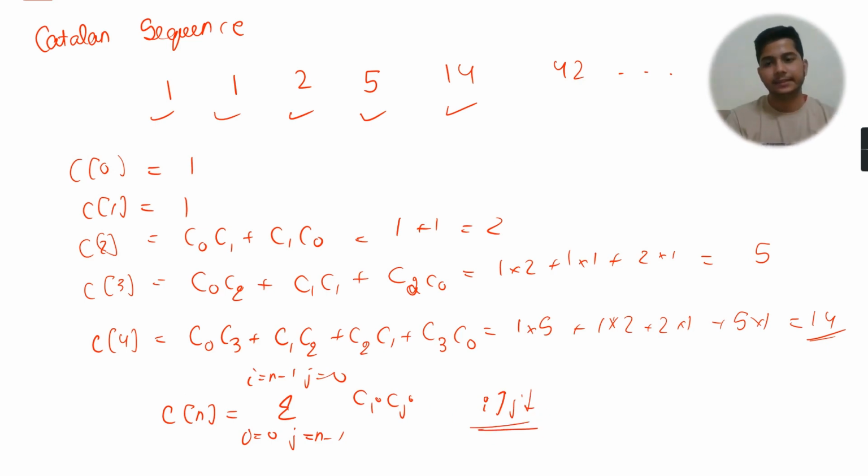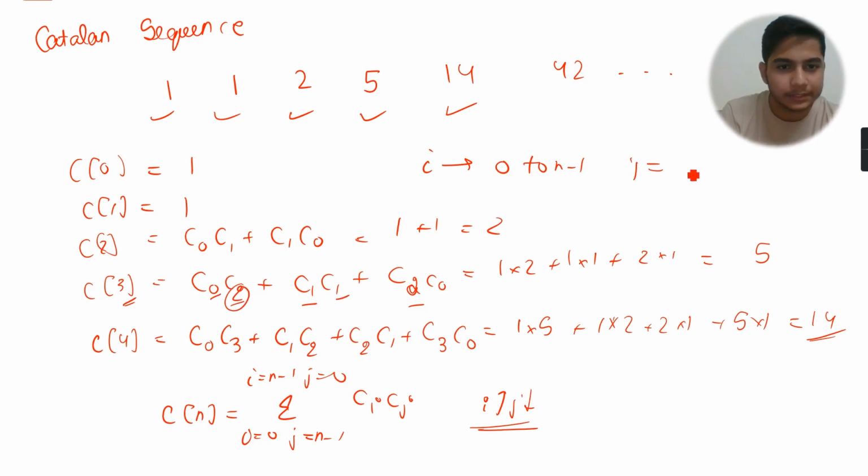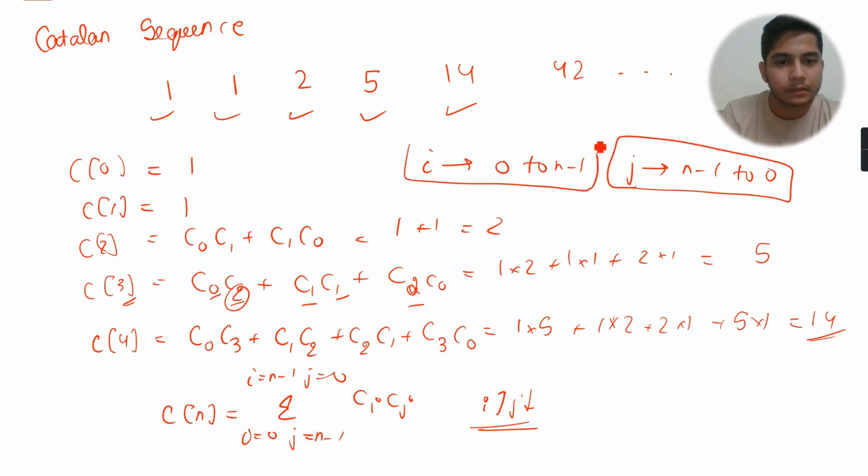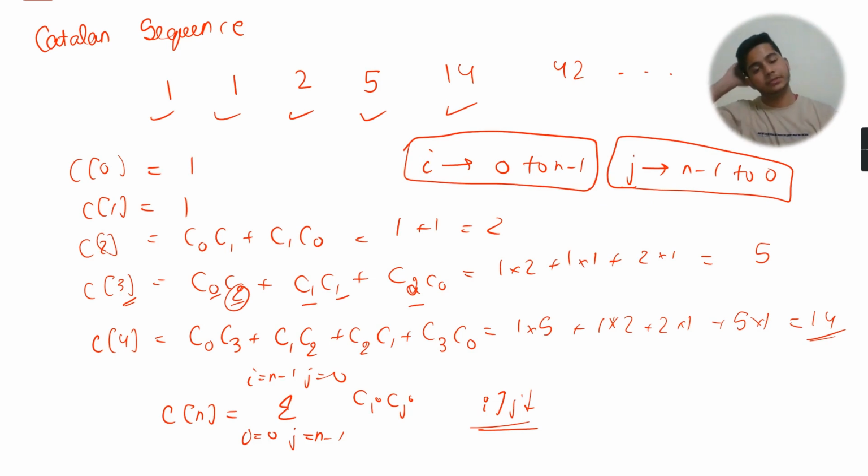So isn't it the relation? Suppose it's 3, so it's going from i 0 and j n minus 1, that is 2. It's i from 0 to 1 to 2. So i went from 0 to n minus 1 and j went from n minus 1, that is 2, to 1 to 0. So j went from n minus 1 to 0. So isn't this the relation? Yes, this is the only relation that we are having.